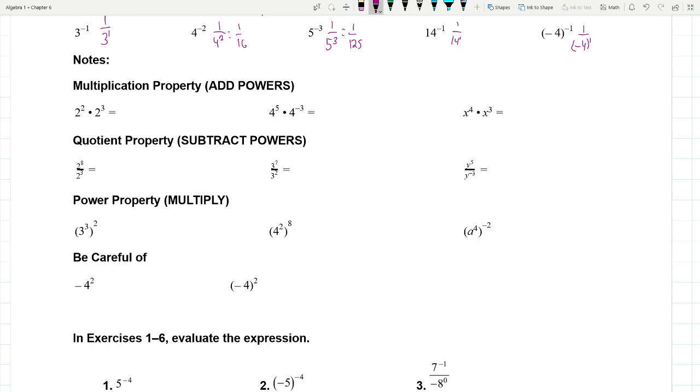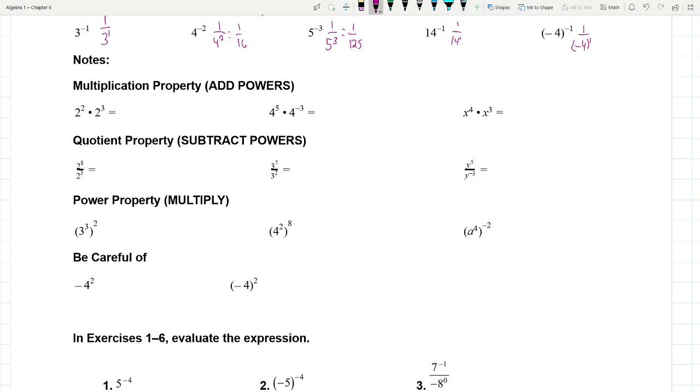This is the 6-1 notes. Your objective is that you can simplify using the properties of exponents. Alright, so continuing on from the warm-up, we're still using exponents, and what we're going to talk about today is some of these properties.